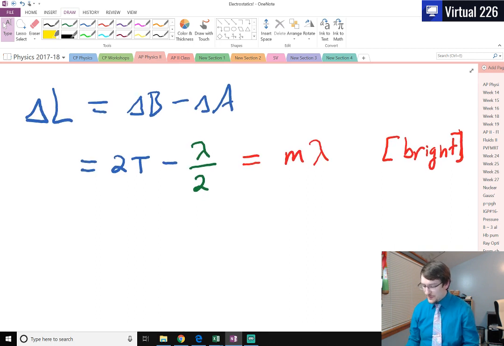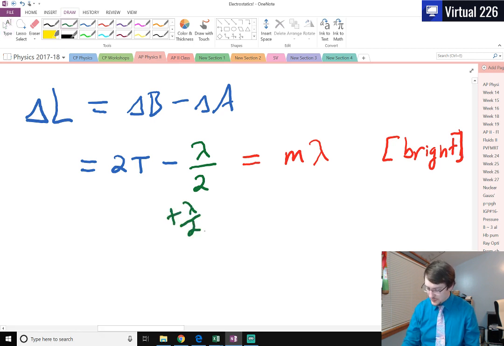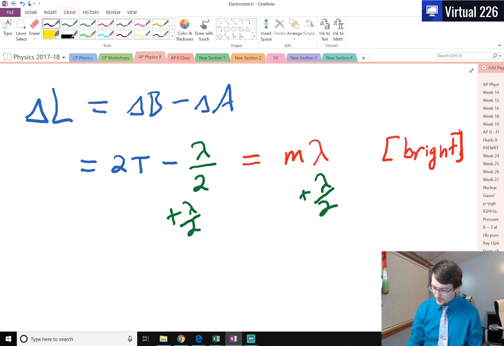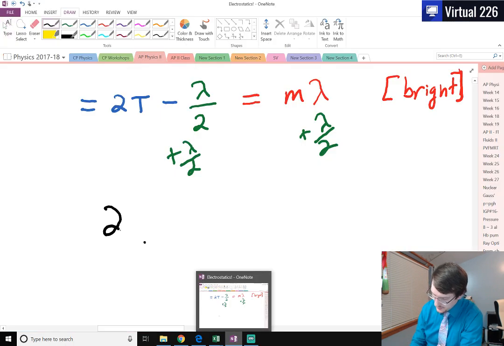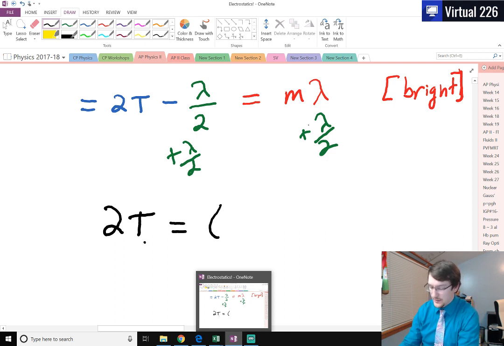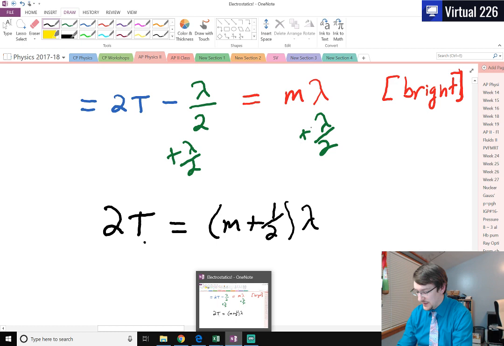So at this point, it's just a matter of solving this for the thickness of the hair you want. We'll add lambda over 2 to the other side. Doing so, we get a new page. We get 2t equaling, and then I'm going to put this together. I'm going to pull out a like term. I'm going to get m plus 1/2 lambda, because that's like m lambda plus lambda over 2, so I pulled a lambda out.